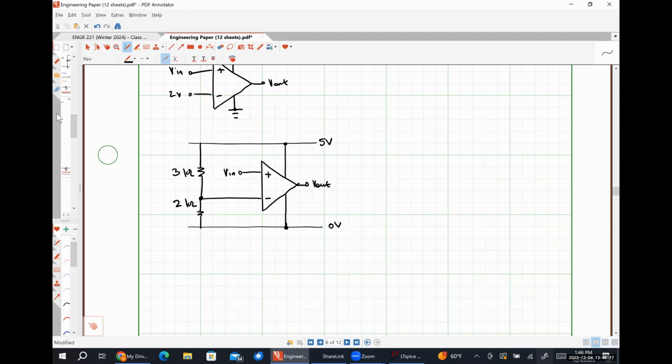Then plug in a lot of numbers. If this is greater than VCC plus, it saturates at VCC plus. If it's more negative than VCC minus, it saturates at VCC minus.